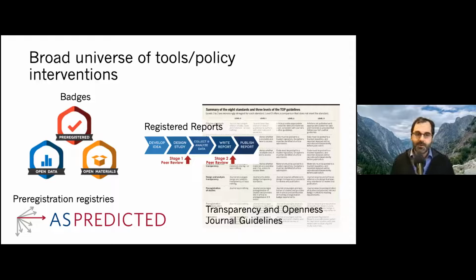Further, you're probably familiar with the broad universe of tools and policy interventions that have been intended to improve replicability. Pre-registration, registries, badges, registered reports, transparency and openness guidelines, a variety of these that all had aims around improving replicability as well as reproducibility. And now in this policy ecosystem, we can think about evaluating these as to whether they improve the outcomes of interest or whether they have other subsidiary benefits and whether those benefits are worth their costs.